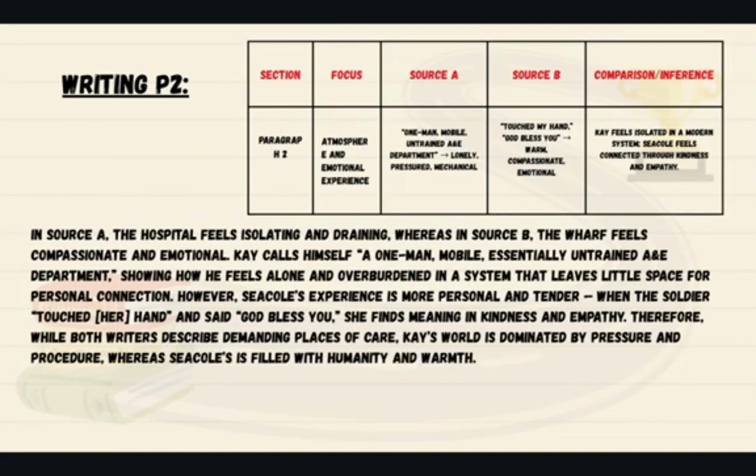For the next paragraph, I've focused on the atmosphere and the emotional experience between the sources. So I've said, in source A, the hospital feels isolating and draining, whereas in source B, the wharf feels compassionate and emotional. K calls himself a "one-man, mobile, essentially untrained A&E department", showing how he feels alone and overburdened in a system that leaves little space for personal connection. However, Seacole's experience is more personal and tender. When the soldier touched her hand and said, "God bless you", she finds meaning in kindness and empathy.